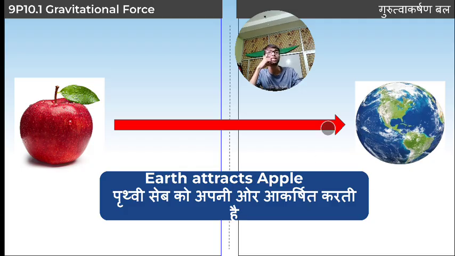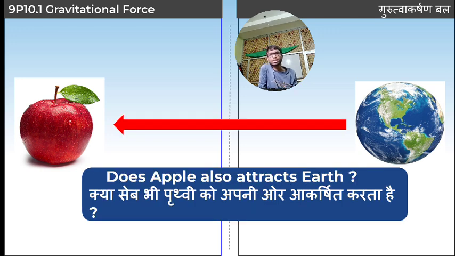In this example, the earth is attracting the apple and the apple is attracting the earth. But remember, both will be attracting with the same force. For example, the apple is attracting the earth with 60 Newton, let's say, and the earth will be attracting the apple with the same 60 Newton. So this is the gravitational force. Both are attracting each other. You know that gravitational force and magnetic force are invisible. We can only feel, but not see. Does the apple also attract the earth? The answer is yes.